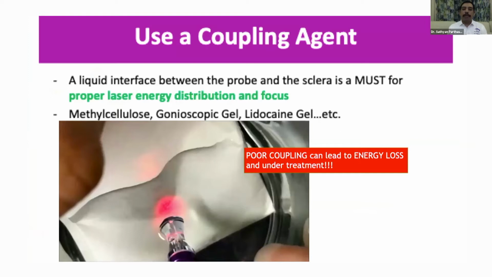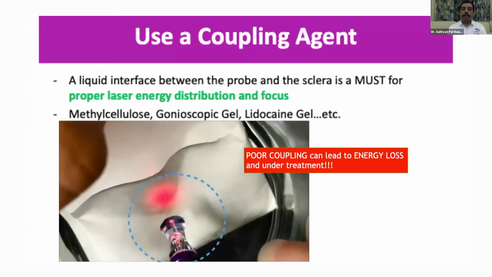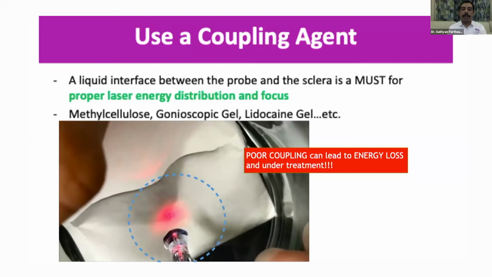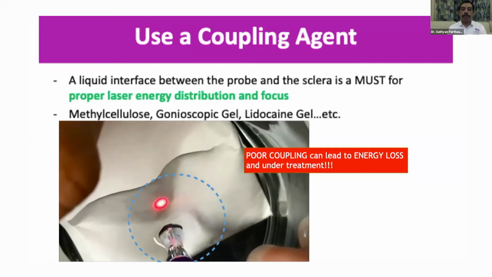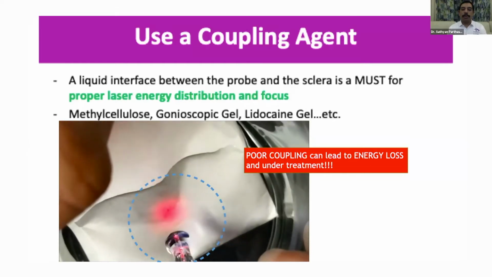Initially, when we started, we were not using the coupling agent, so I thought it important to emphasize that the use of a coupling solution like methyl cellulose, gonioscopic gel or lidocaine gel is essential. Otherwise, the energy delivered may not be good. You can see the spread of the light. Once you use the methyl cellulose, the laser beam is focused much better and the energy delivered is more effective.